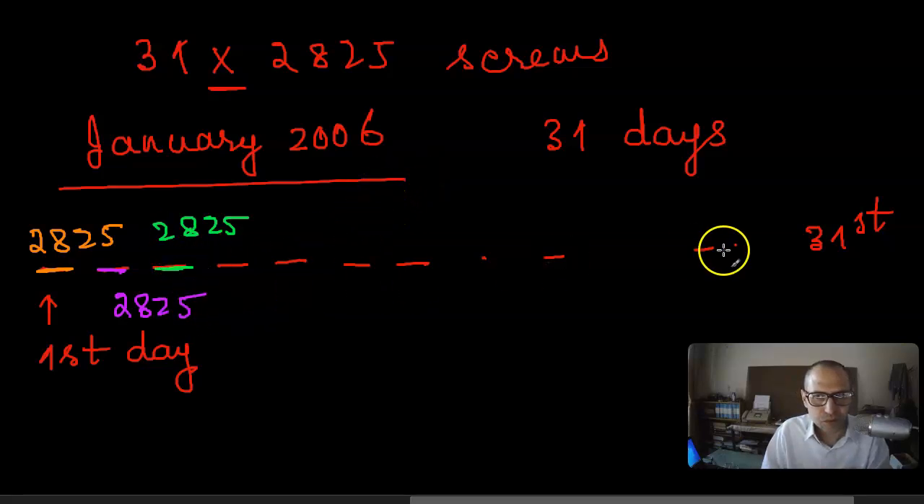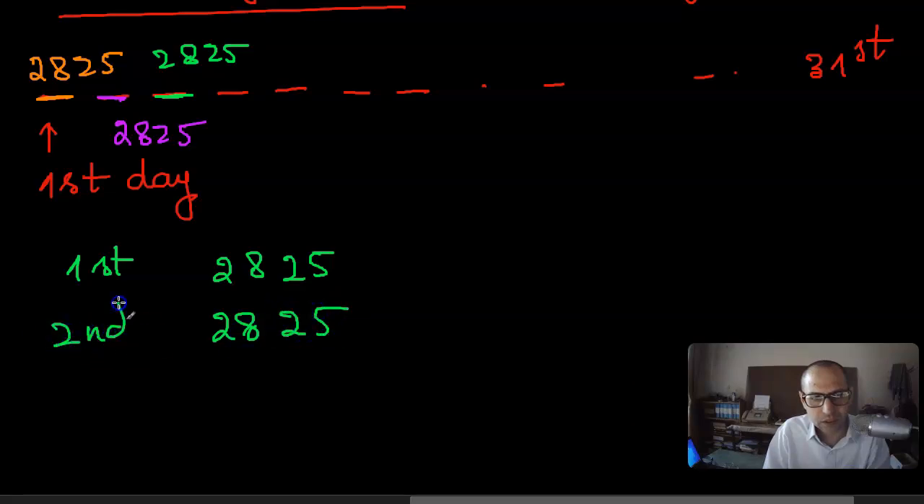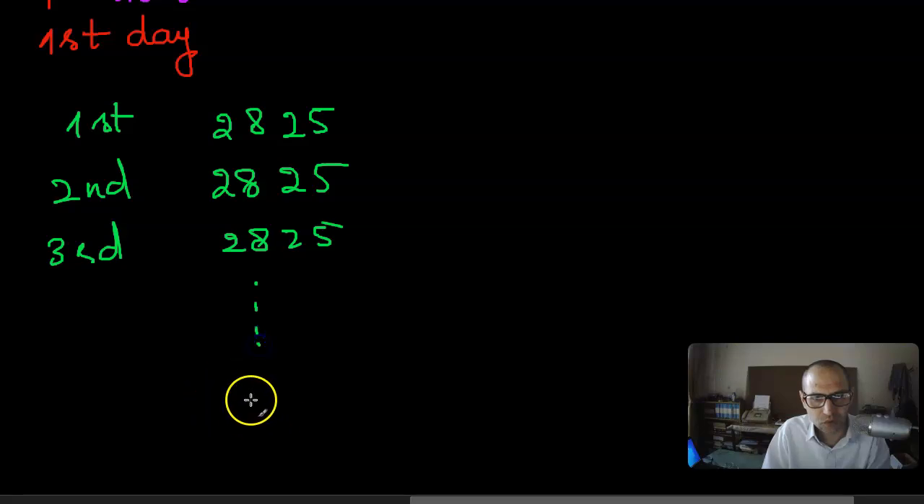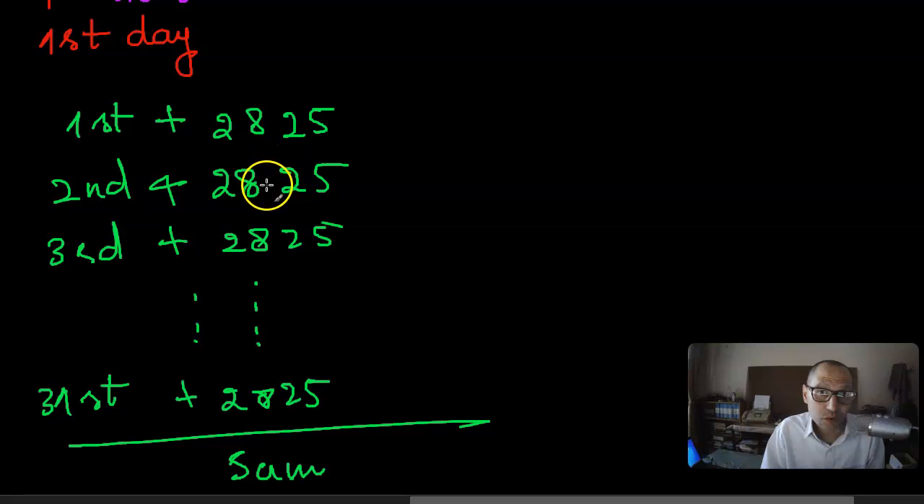Now, in order to calculate the total number of screws starting from the first day all the way up to the 31st day, it would not be easy, meaning that I have to write 2,825 for the first day, then 2,825 for the second day, and 2,825 for the third day, and I would just need to keep going all the way up to 2,825 for the 31st day, right? And then I would have to add all of these 31 numbers together to get to the sum, right? So of course this would take a whole lot of time.